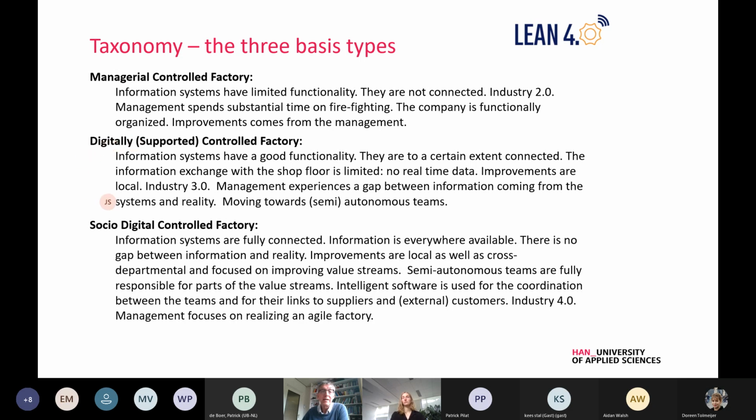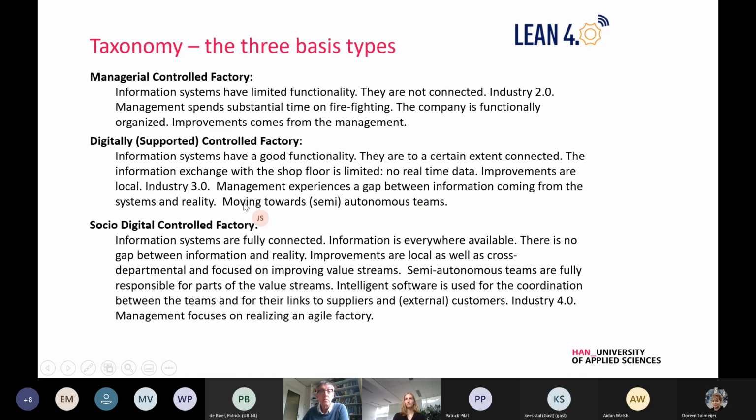One level higher, we see the digitally supported controlled factory. Well, they have information systems that have good functionality. They are to a certain extent connected. The information exchange with shop floor control is limited. And there is a gap, like in the first case that Melanie and Mitchell presented. There is a gap between management and shop floor, and the information exchange is limited, with no real-time data. So the information is pushed to the work floor, but not coming back. Improvements are basically local, but initiated by management. Industry 3.0, management experienced a gap between information coming from the systems and reality. That's what I told.